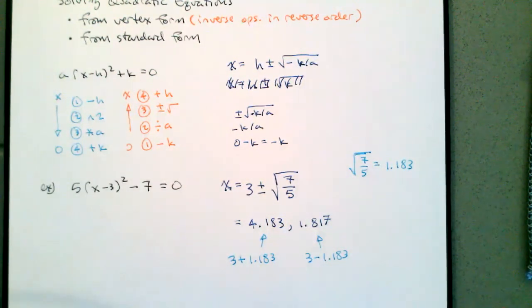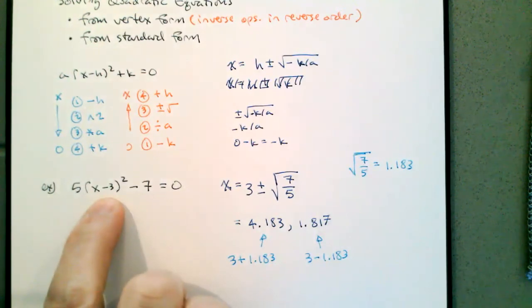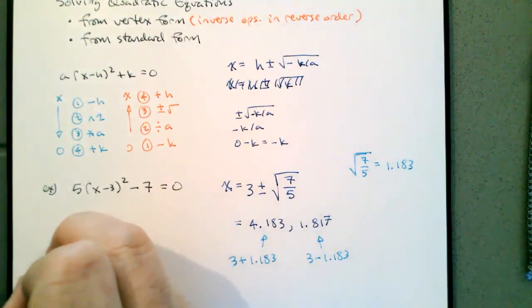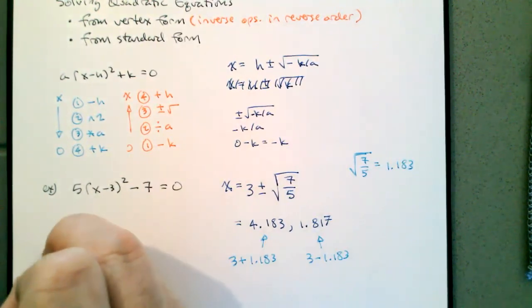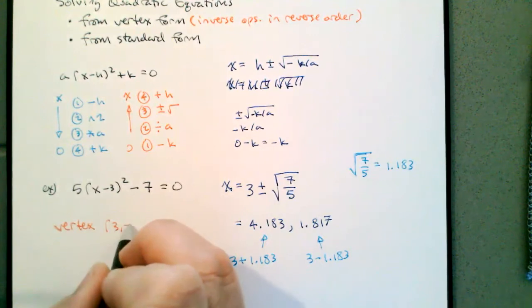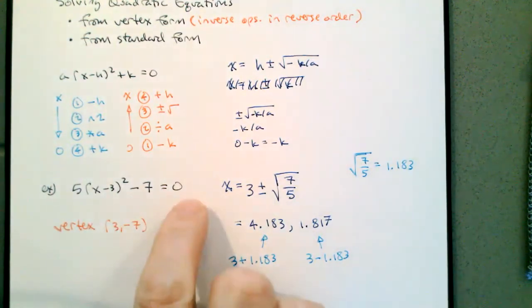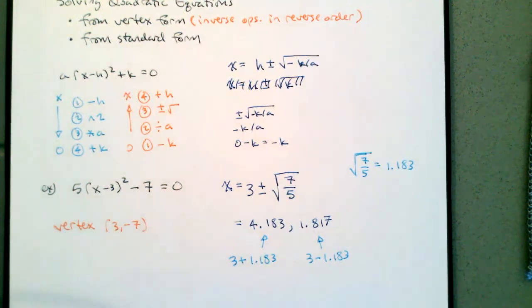We knew that that 3 was going to be in the middle because there it is in the vertex. We can see the vertex of this parabola is at (3, -7). Points with the same y-coordinate, 0, will be the same horizontal distance away from the vertex. And that horizontal distance is the square root of minus k over a.